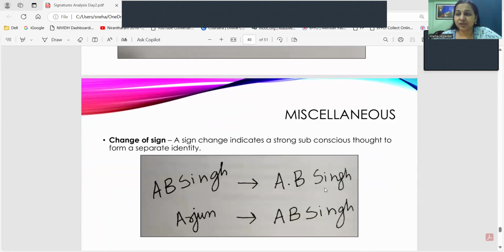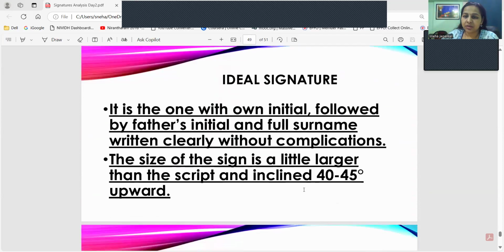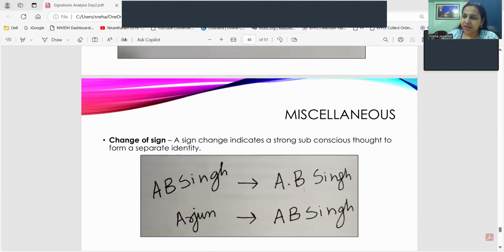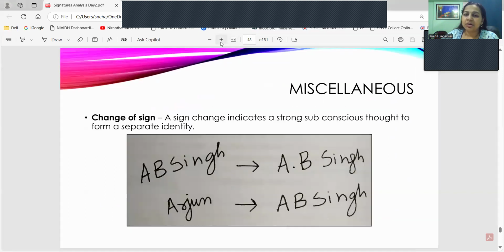Okay, change of signature. This indicates a strong subconscious thought to form a separate identity, right? Now this is quite self-explanatory. There's no need for me to put up any explanation as such. Okay. With this, I complete my part for signature analysis, the different parts that we need to look into.